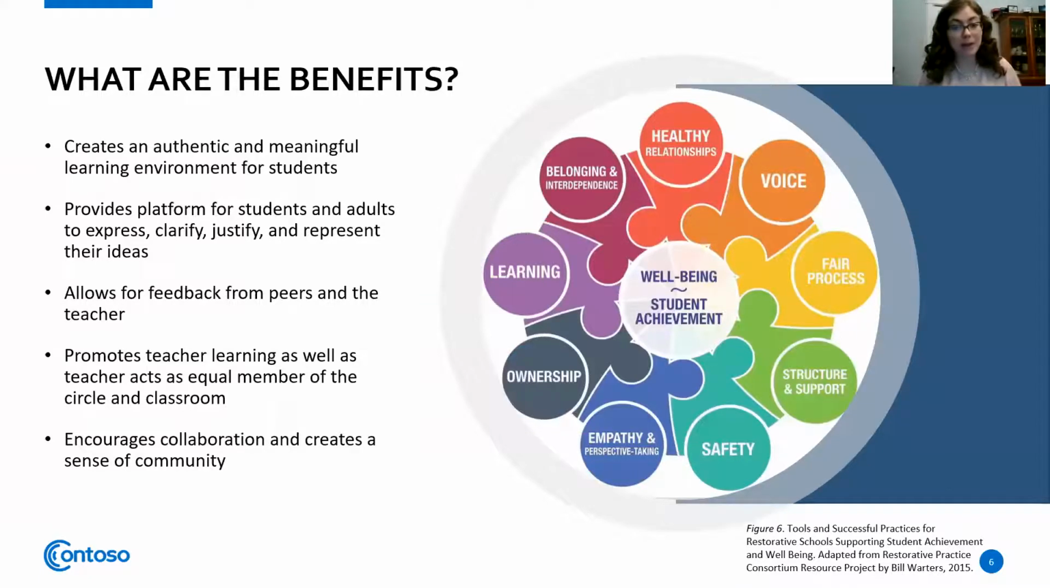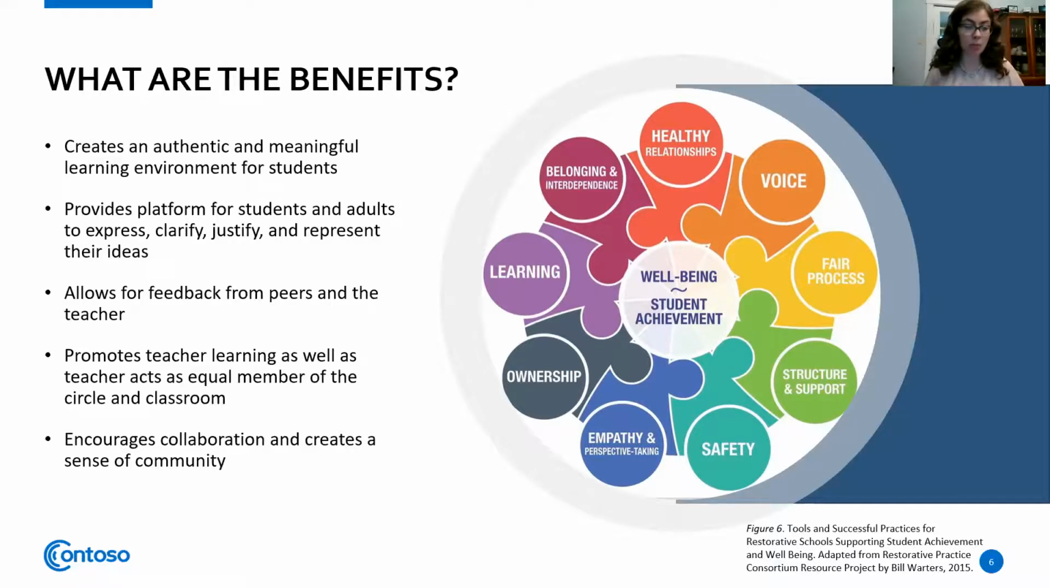So there are many benefits we can see on this wheel, that it promotes belonging, healthy relationships, voice, fair process, ownership, empathy, creates an authentic, meaningful learning environment for students, which is our goal, provides a platform for students and adults to express their ideas. There's feedback constantly, promotes teacher learning as well. Again, the teacher's an equal member, and encourages collaboration and a sense of community. So this is very beneficial.